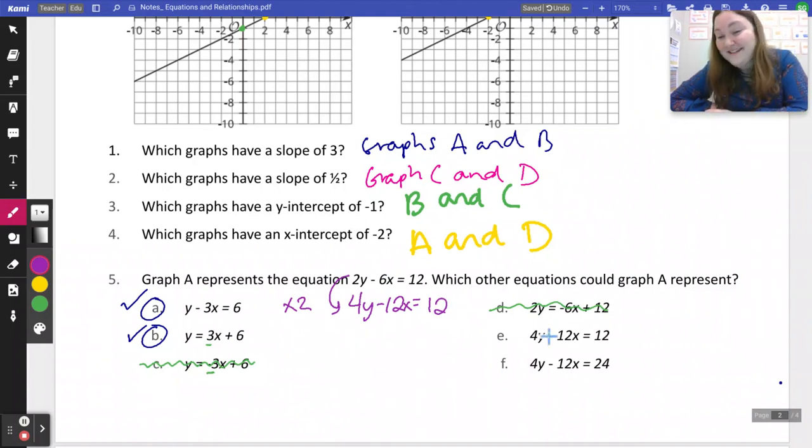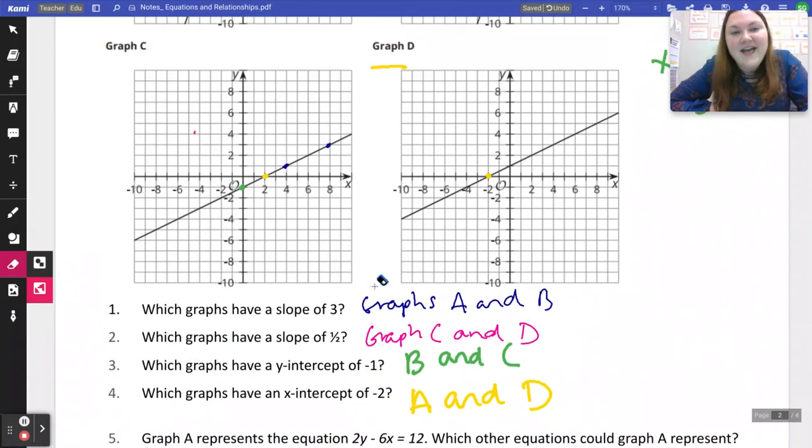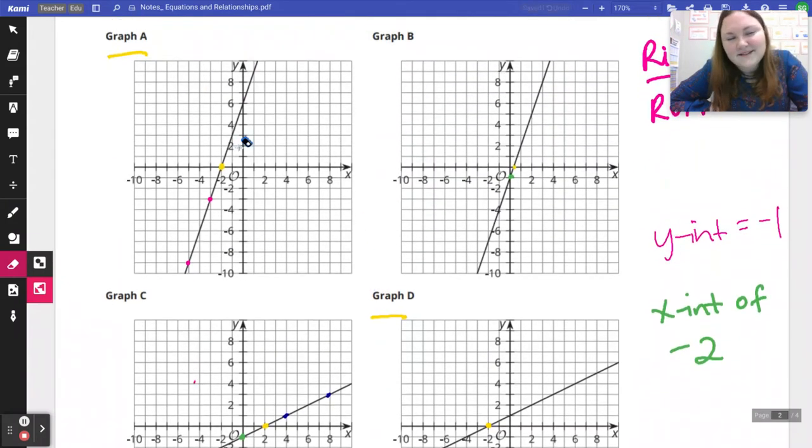So only one of these is equivalent to that original equation, and that is going to be this last one here. If I'm multiplying that left side by 2, I would also have to multiply my right side by 2, which means that would need to be a 24, like we see in equation F. So out of all of these, 3 equations are equivalent, which would mean 3 of these equations would have an identical graph to graph A, which looks like this up here.